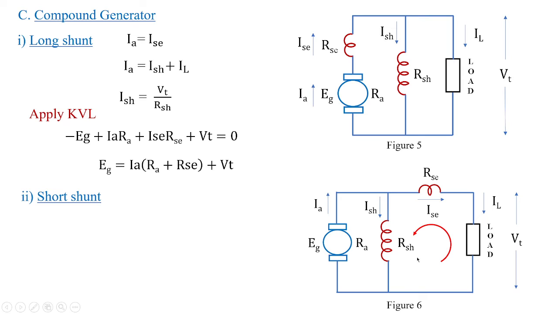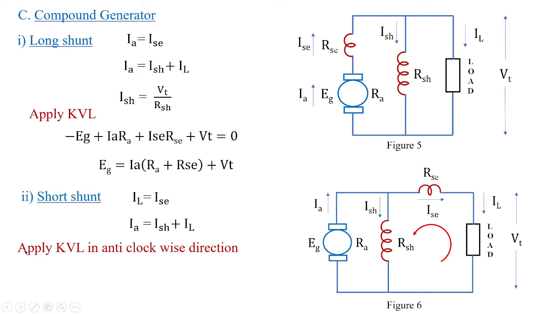For the short shunt arrangement, you can see the machine with its internal resistance is connected in parallel to RSH, and this combination is connected in series with the series field winding, which is in series with the load terminal. So here the equation again changes. What we need to keep in mind is that the load current flowing through the load is equivalent to the series field winding current, and IA is nothing but ISH plus IL. This is the important factor we need to look into, the connection of figure 6.